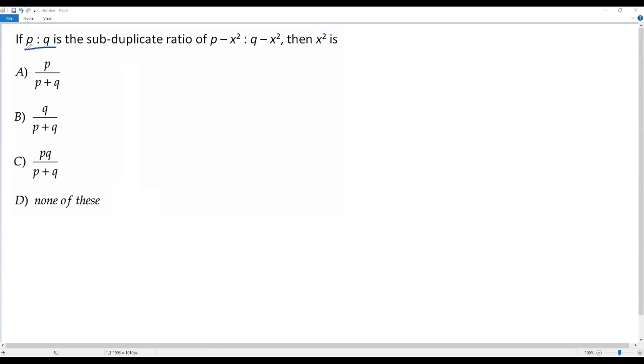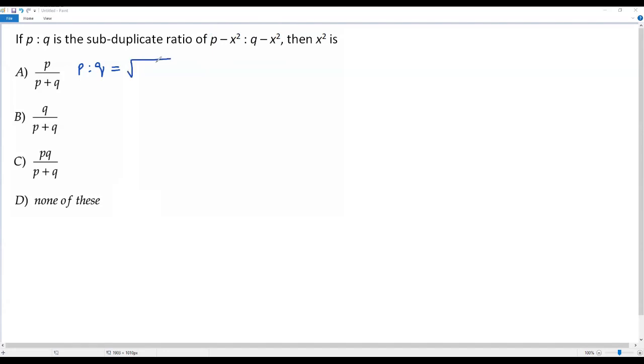Now let me consider this particular statement over here. There is a P to Q. Let me write it over here, P to Q. And for the word "is", we can write equal to, and the subduplicate ratio of P minus x square to Q minus x square. So we have to take a subduplicate ratio of this one. So how do we get a subduplicate of a particular ratio? Whenever I want to get the subduplicate of a particular ratio, I have to take the square root of both the first term and second term.